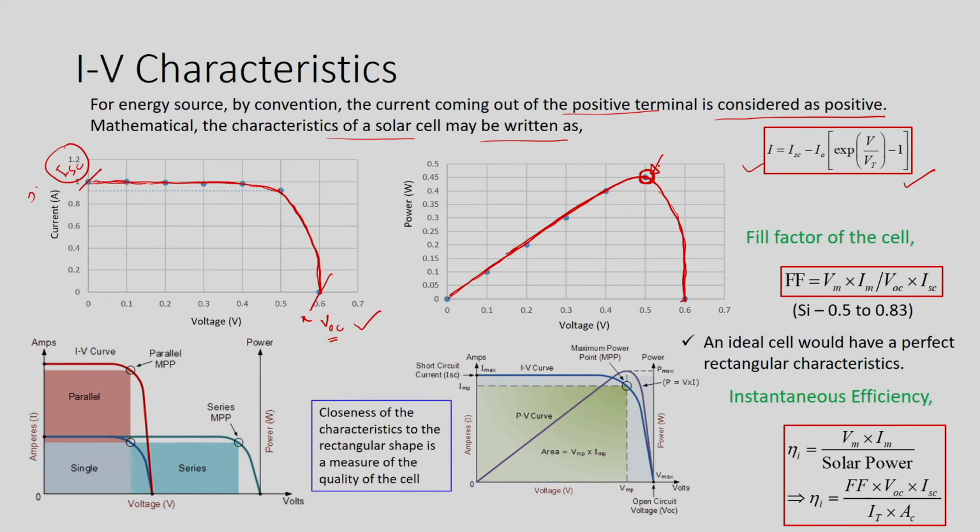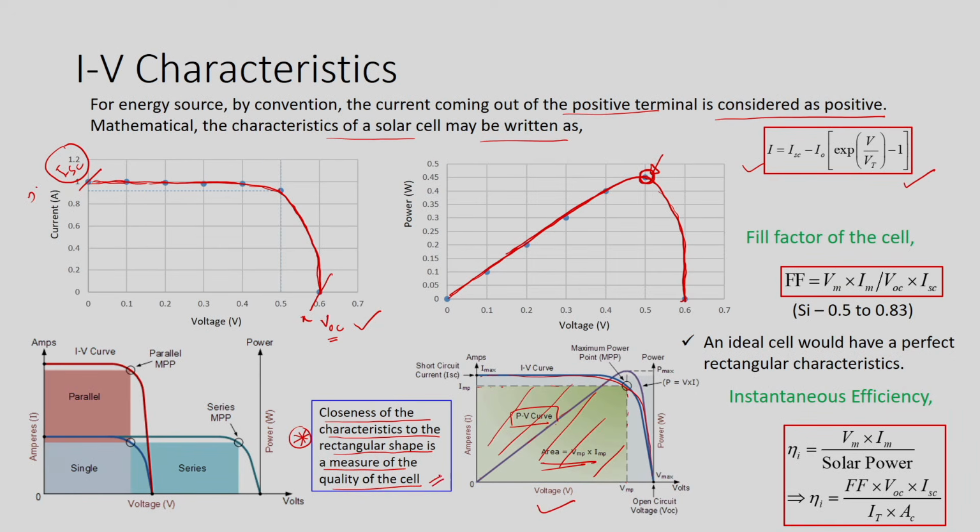Now, combining these two, we can generate this kind of plot. This is the IV part, and the variation of power with respect to voltage is given here. If we identify this as the maximum voltage and this as the maximum current, we can form this kind of rectangle. This is the area, which will be Im into Vm. The closeness of the characteristics to the rectangular shape is a measure of the quality of the cell, which is very, very important.